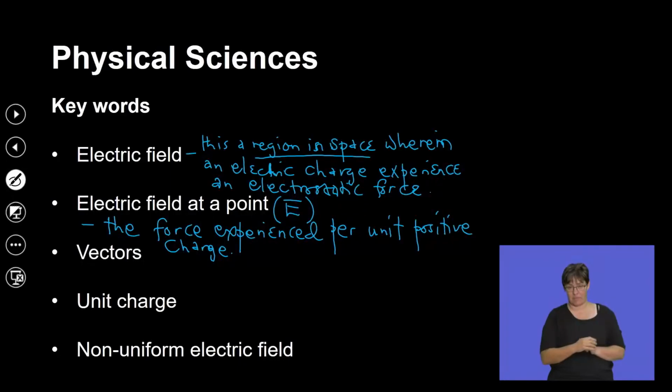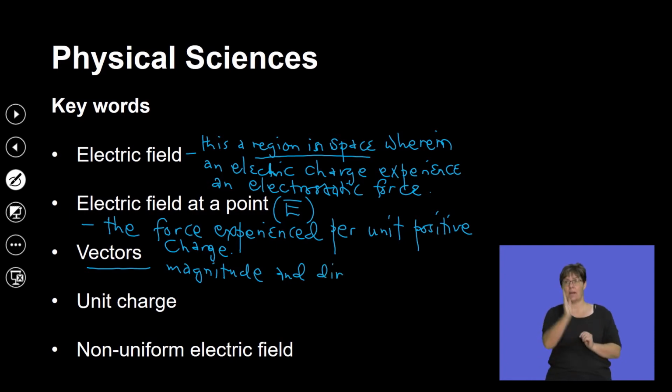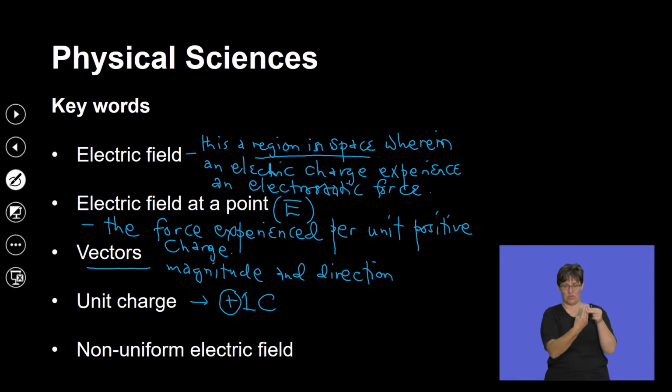Right, we've managed to look at vectors in terms of quantities that have both magnitude and direction. So the emphasis on vector quantities is magnitude and direction, right? The direction part is the most interesting one, as you'll discover as we move along. Then we've spoken about the unit charge, which is the plus 1 Coulomb, and hence we're saying it's a positive unit charge, all right?